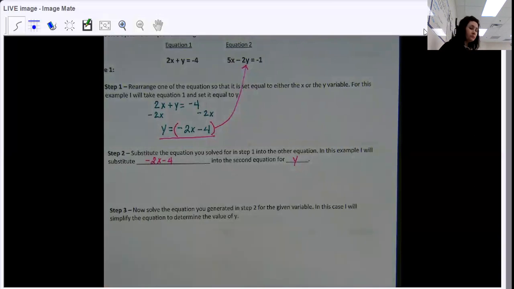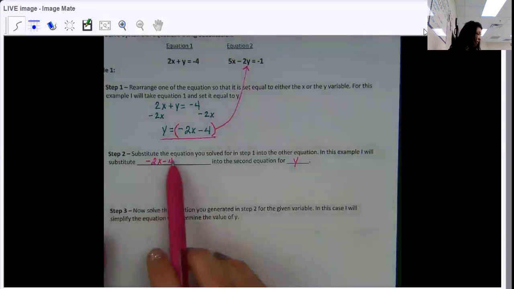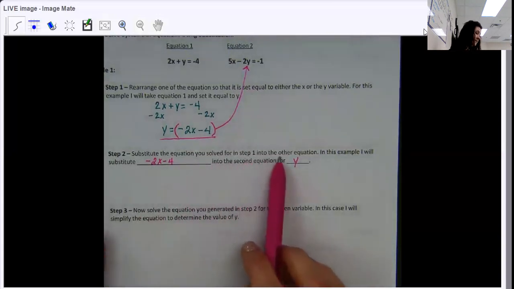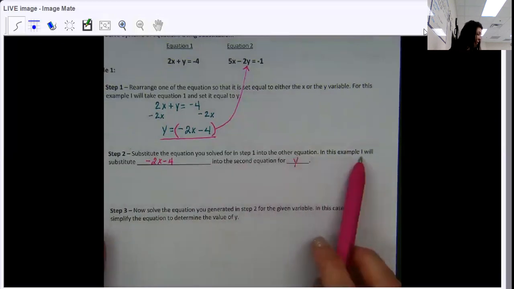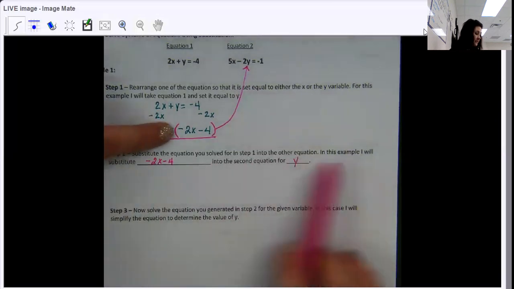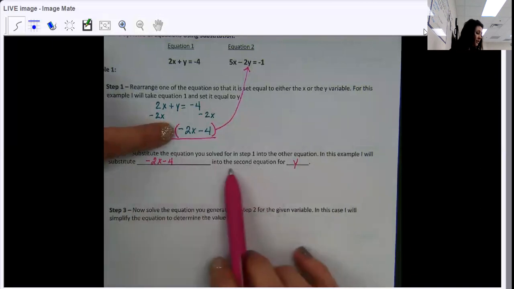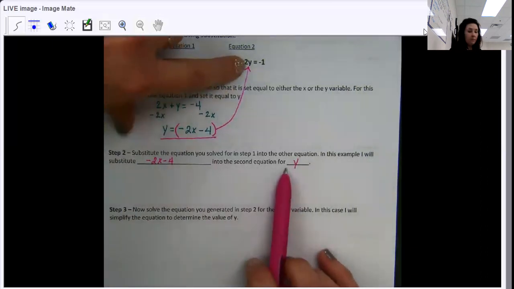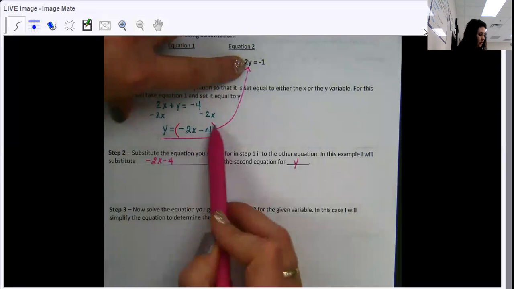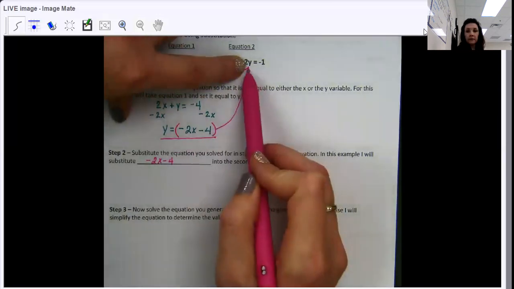Okay, so let me go over step 2 again. We're going to substitute the equation you solved for in step 1 into the other equation. In this example, I'm going to take what y is, it's -2x minus 4, and I'm going to put it into the second equation for y. I'm basically replacing what's in parentheses here where the y is.